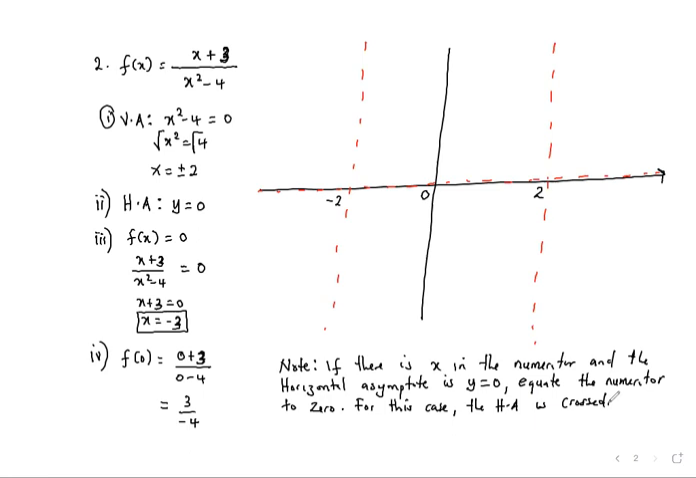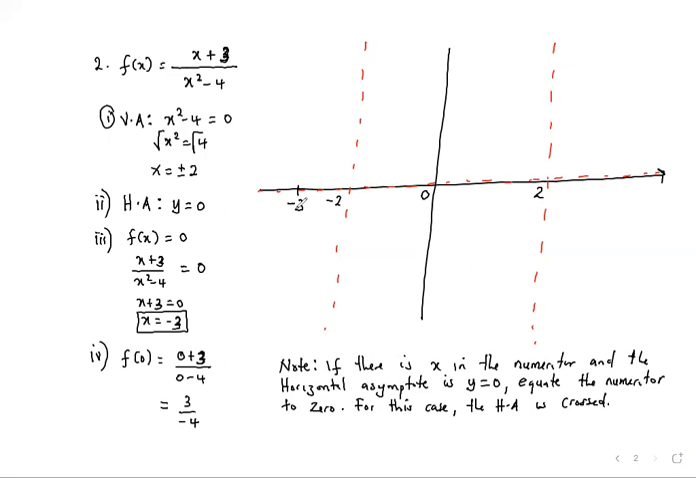So you have crossed the horizontal asymptote. Normally, you don't touch the asymptote. But for this case, it is cut. So what will happen is, at x is equal to minus 3 here, the graph is going to cut that asymptote.